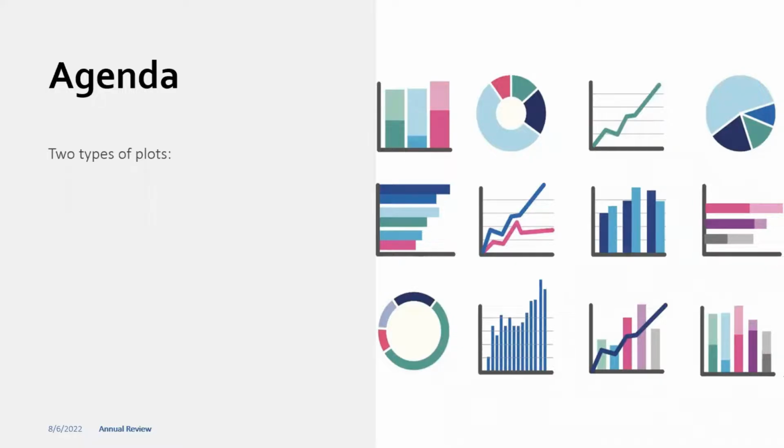Let's see the agenda of today's lecture. We will learn about two types of plots. The first one is KDE plot. The second one is heat map. So first of all, we will see some theory and then we will do some practical work.